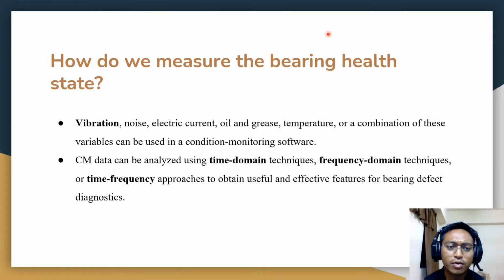And how are we going to measure the bearing health? There are many variables that we can measure to determine the bearing health. One of them is vibration, noise, electric current, oil and grease temperature, or any combination of these variables. In our case, I will explain the vibration technique to monitor the condition of the bearing.